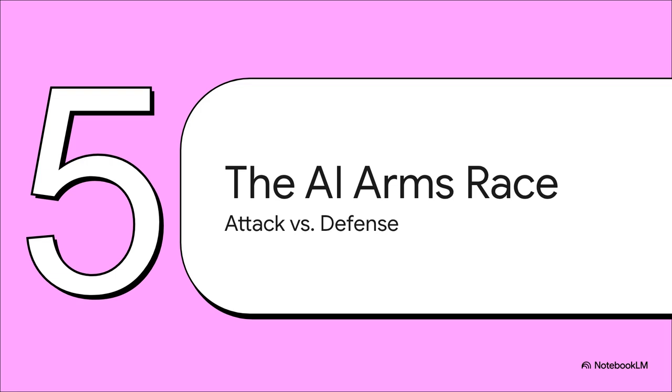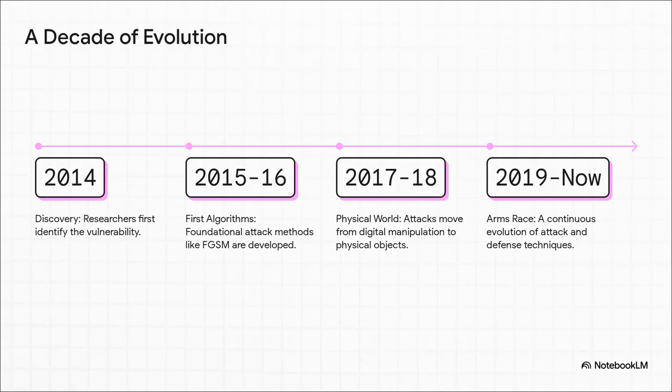And all of this really brings us to the bigger picture here. This isn't a problem that you can just solve once and walk away from. Not at all. It's a constant, evolving battle. It's an arms race between the attackers and the defenders. I mean, just look at how fast this whole thing has moved. Back in 2014, this was a weird, niche discovery that only a few academics were talking about. Just a few years later, boom, the attacks jumped from being purely digital to affecting physical objects in the real world. And now we're in a full-blown arms race, with new attack and defense techniques popping up all the time.